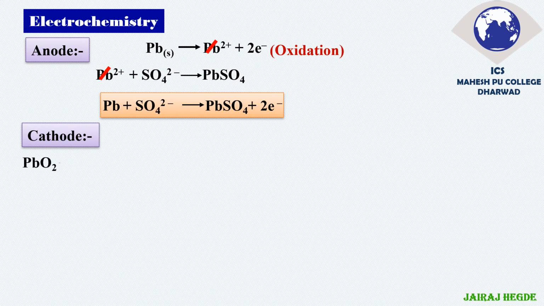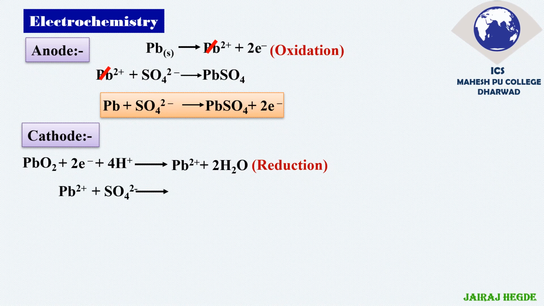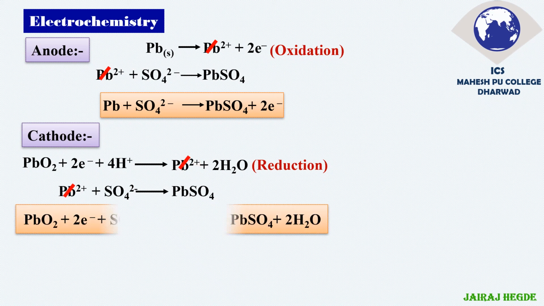Similarly, in the cathodic reaction, PbO2 is responsible. PbO2 undergoes reduction by accepting 2 electrons in the presence of acidic medium and forms Pb2+ and 2H2O. Whatever Pb2+ is there reacts with SO4 2- to form PbSO4. Here also the oxidation state of lead is changing from +4 to +2. Here 0 to +2 is oxidation, and here +4 to +2 is reduction. The overall reaction is PbO2 plus 2 electrons plus SO4 2- plus 4H+ gives PbSO4 plus 2H2O.